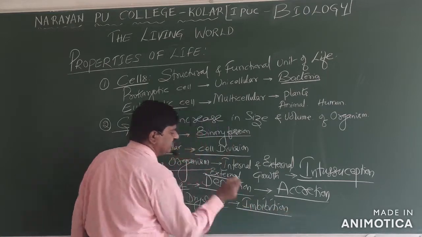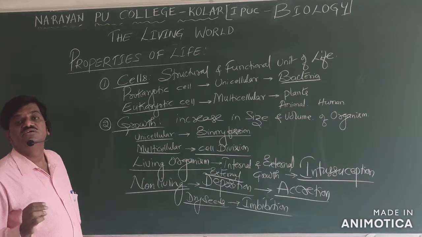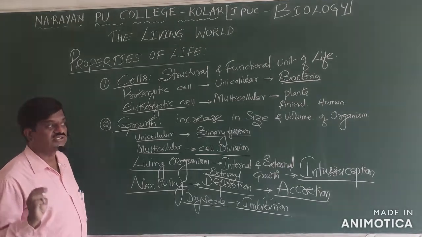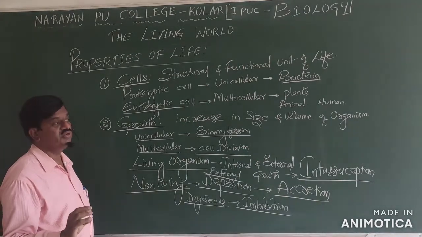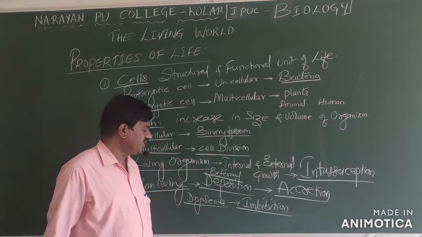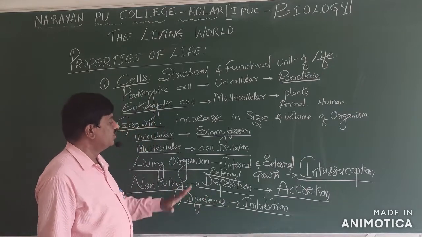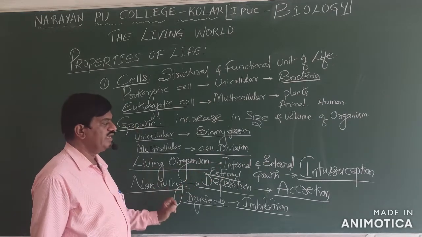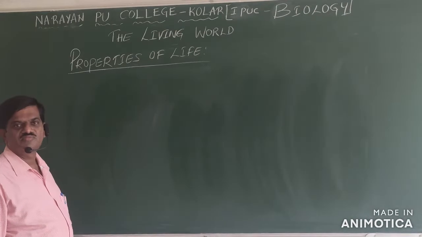Or I'll give you one more example. At the time of the rainy season, the wooden windows increase in size because of absorption of water. So here also, it looks like growth of the windows, but that is not the exact growth. Because of absorption of water, they look like they have grown. That phenomenon is called imbibition, but it's not real growth. In real growth, internal and external growth is present, called intussusception.